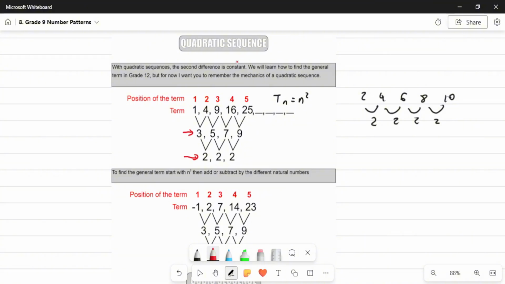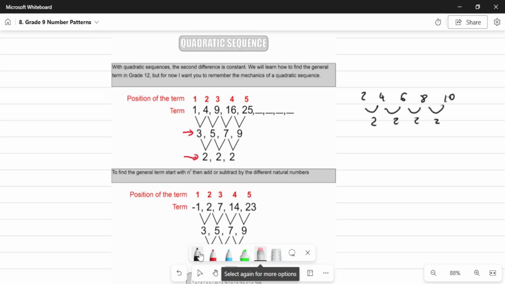Now, very important. If you have a constant first difference, you have a linear sequence. If you have a constant ratio, then you have a geometric sequence. If you have a constant second difference, then you have a quadratic sequence. Understood? That's how we identify these sequences, by making use of those facts. With a quadratic sequence, the second difference is constant. We will learn how to find the general term in grade 12, but for now, I want you to remember the mechanics of a quadratic sequence. This is what makes it quadratic.